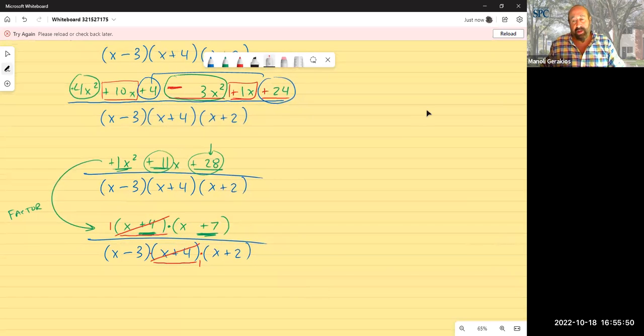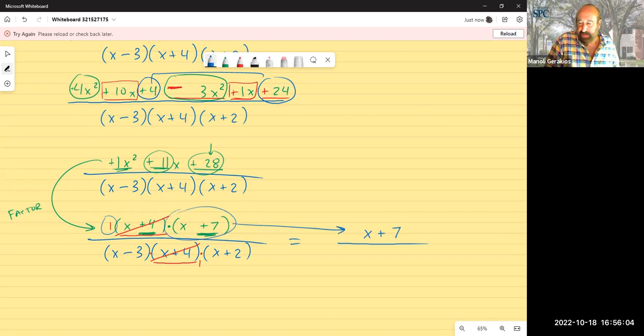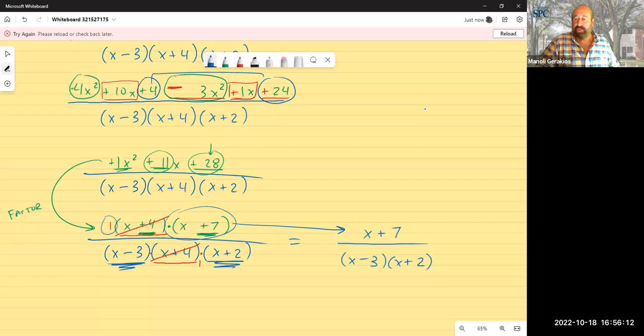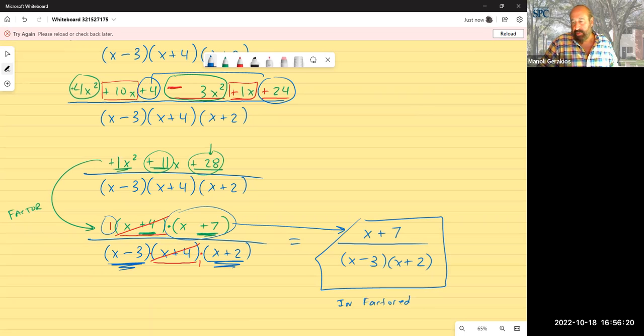Let's look over here. I'm sorry, these are long, but they're good, because they teach us a little bit of endurance. 1 plus x plus 7 is x plus 7, and the only factors that did not divide out were x minus 3 and x plus 2. And this would be the correct answer in factored form, which is the popular form for the section that we're in. This is the most common way to show your response.